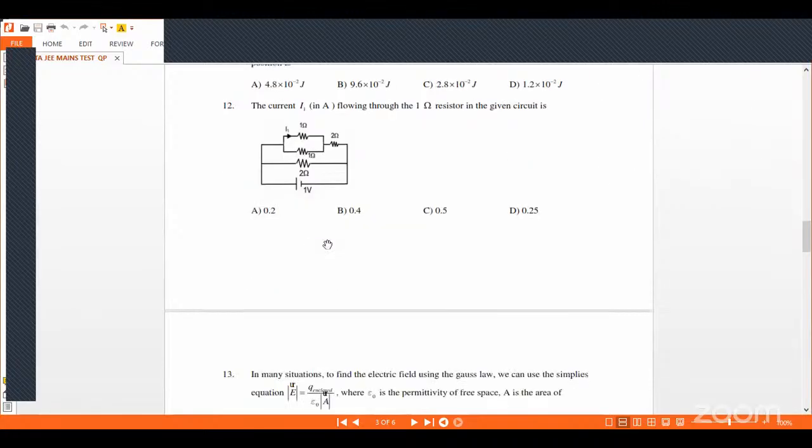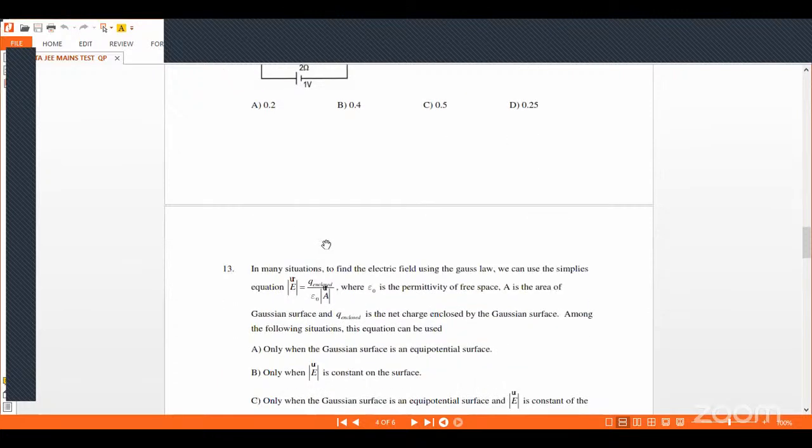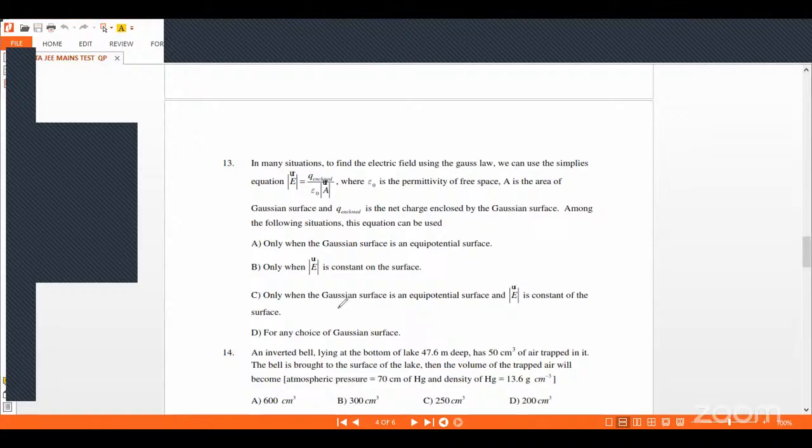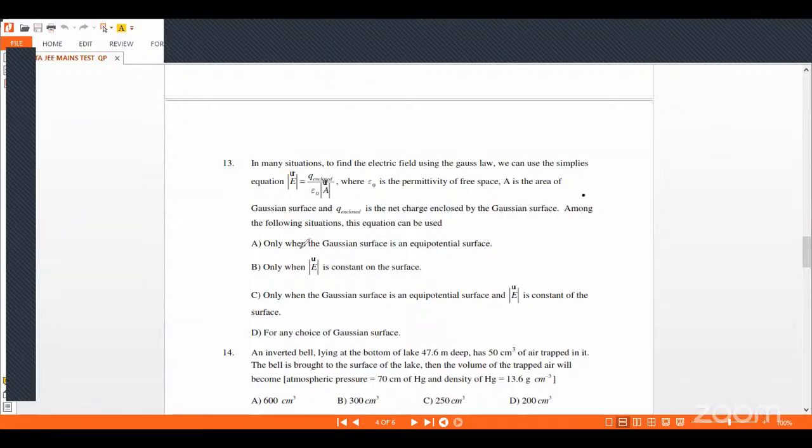See the next one, that is the 13th one. In many situations, to find the electric field using Gauss law, we can use the equation E equal to Q enclosed by epsilon naught into A, where epsilon naught is the permittivity of free space and A is the area of the Gaussian surface. Q enclosed is the net charge. Among the following situations, under what situations we can use this equation, they are asking.